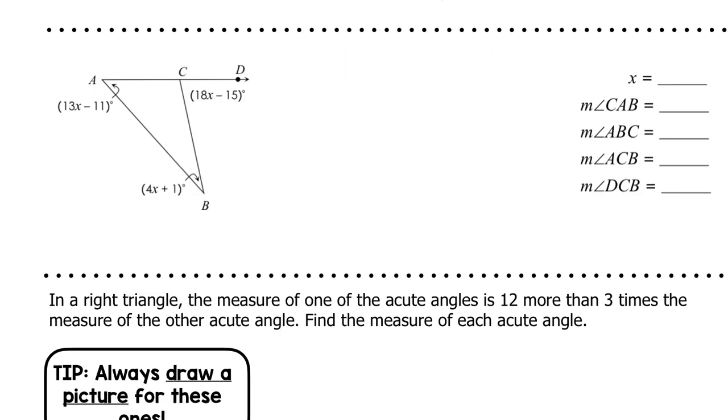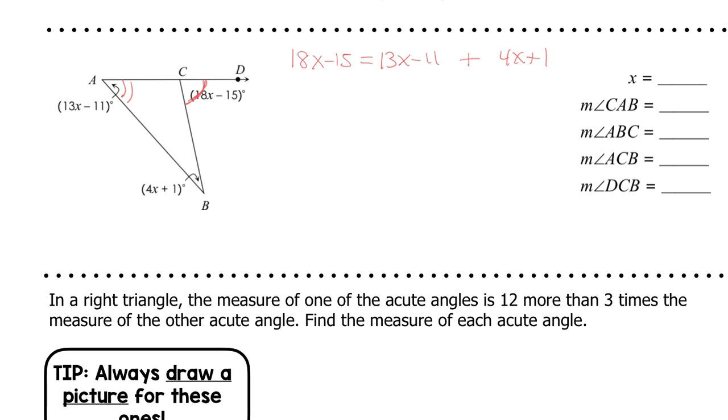All right, so why don't you go ahead and see if you can come up with the equation here for this next example. Remember, you always start with the exterior angle. So 18x minus 15 equals the other two angles added up. So 13x minus 11 added up with 4x plus 1.